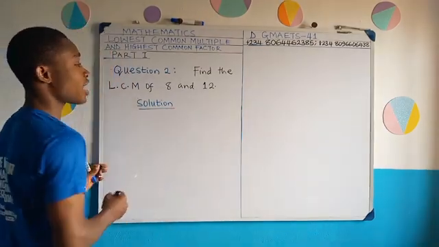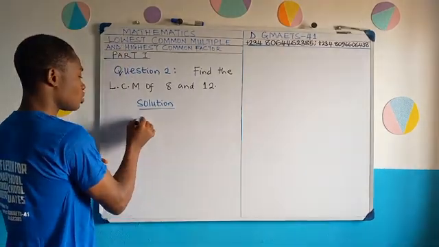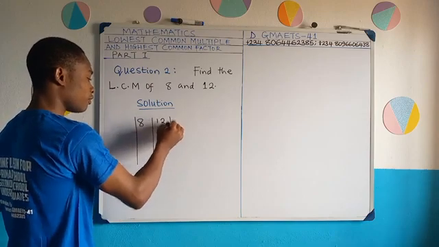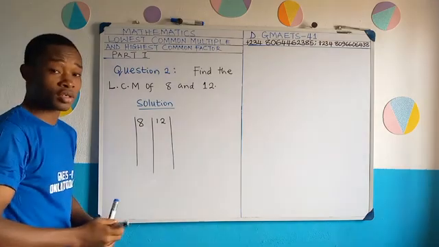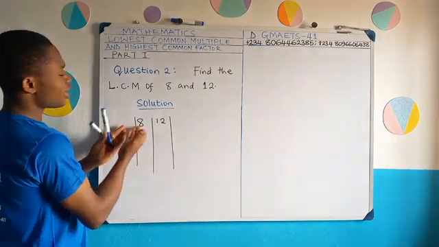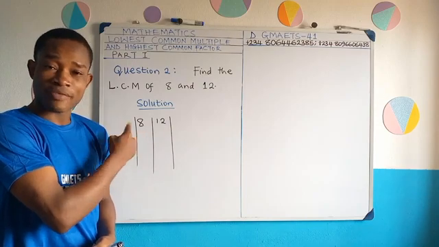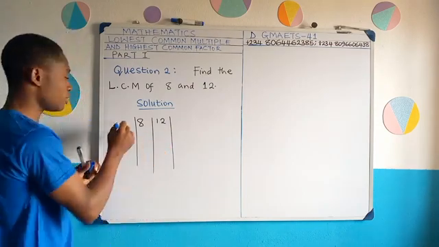Find the LCM of 8 and 12. So these are 2 numbers. It means I will create 2 columns, one for 8, the other for 12. This is what we mean by columns, alright? 2 straight lines coming down here gives us columns. Looking at this, what's the smallest number that can divide any of these 2 numbers here? We have 8 and 12. The smallest number that can go, 2, can divide. So let us use 2 to divide.